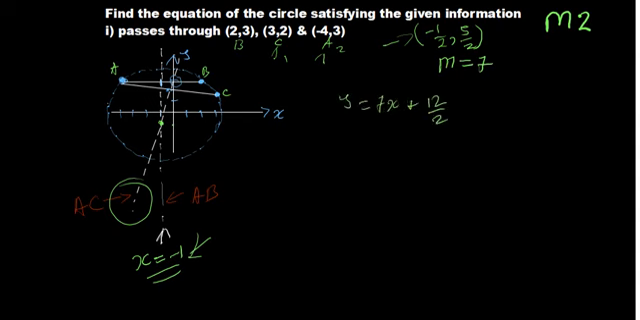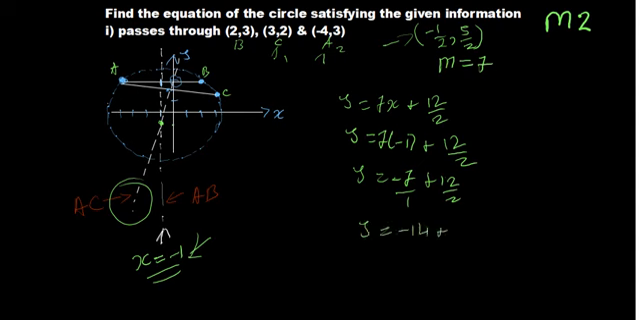So y is equal to 7 multiplied by -1, plus 12, divided by 2. So y is equal to minus 7 plus 12 over 2. So y is equal to minus 14 plus 12 divided by 2, giving us minus 2 divided by 2, giving us -1. So the y value of the center is -1.